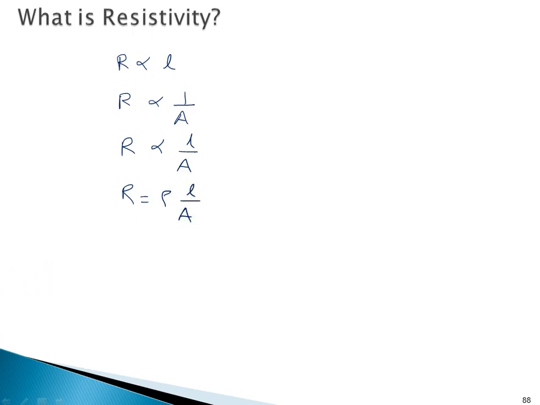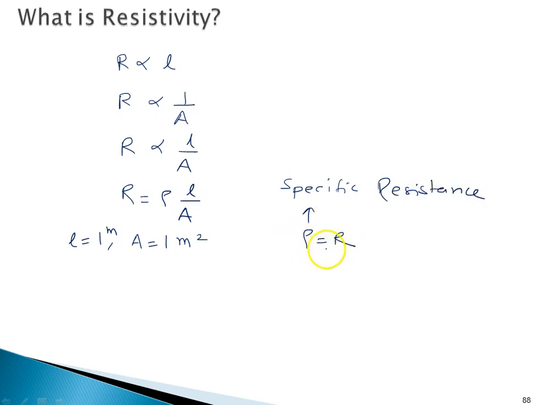Okay, so if I ask you to define resistivity, you say if L equals 1 unit, A is also 1 unit, or you say L is 1 meter, A is 1 meter squared, then you will say rho equals R. So resistivity is also known as the specific resistance. Specific resistance. Resistivity is the resistance of a conductor whose length is 1 meter and area of cross section is 1 meter squared.